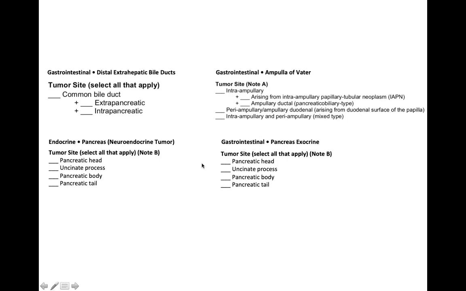When it's a neuroendocrine tumor or endocrine pancreas, we're thinking about this staging summary. But the tumor site can also be common bile duct, which is extrahepatic or extrapancreatic or intrapancreatic, or it can be the ampulla of Vater, which is that little papilla, and there are different variations here. Now, the question is, how do you tell?